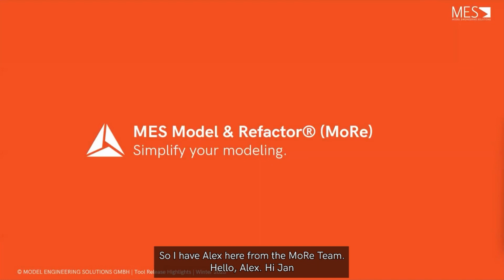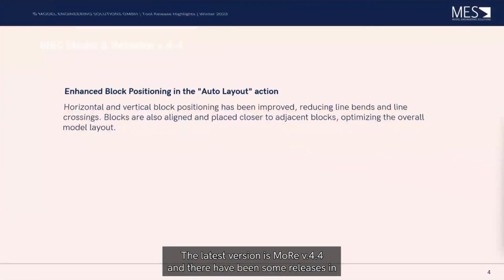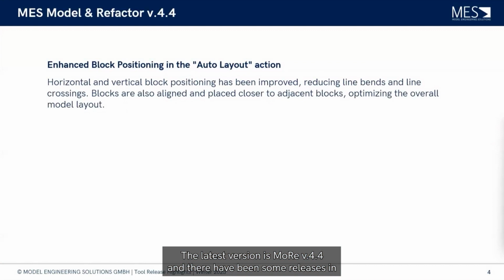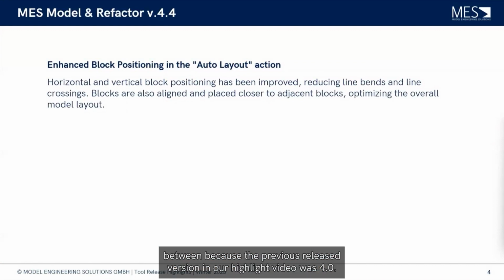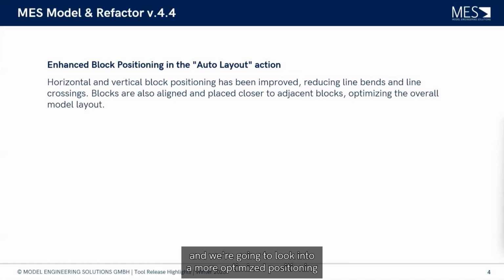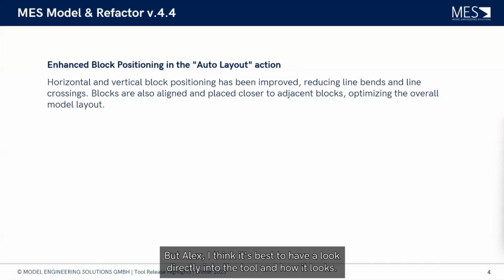Hello, Alex. Hi, Jan. So the latest version for MoRe is 4.4, and there have been some releases in between, because the previous version in our highlight video was 4.0. There were quite some updates, especially with the auto layout action, and we're going to look into more optimized positioning for blocks in order to reduce line bends and crossings. But Alex, I think it's best to have a look directly into the tool and how it looks now.